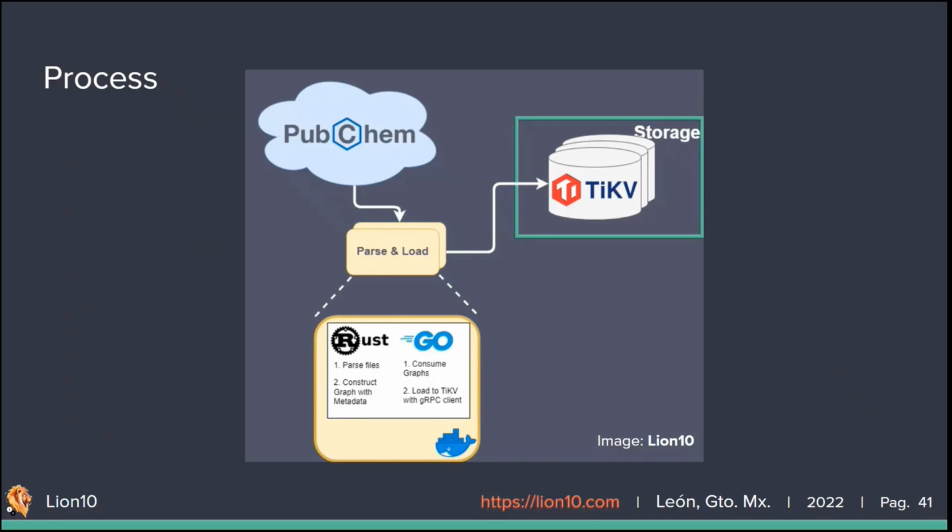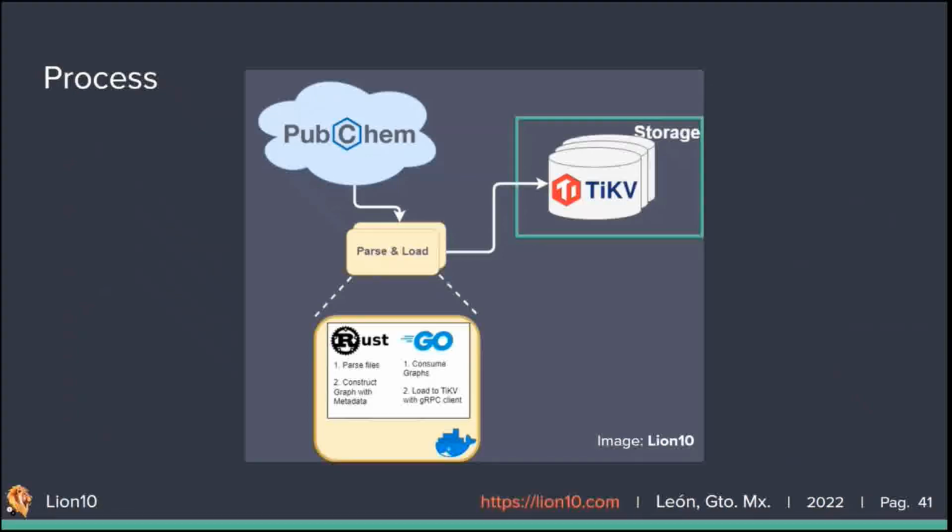There are several ways to ingest data into our storage system. For practical purposes, we opted to first download the data to a set of edge nodes specifically dedicated for data collection. To carry out the task of transforming and loading the data, we've developed a program in Go and Rust languages that allows us to decode the information and encode it as graphs, together with their metadata. We also use the gRPC client provided by TiKV in order to upload the data to our storage system.